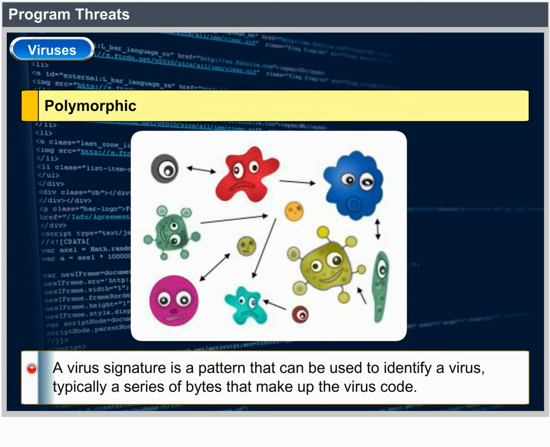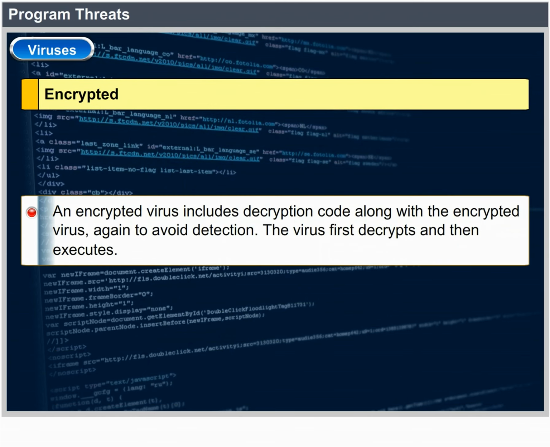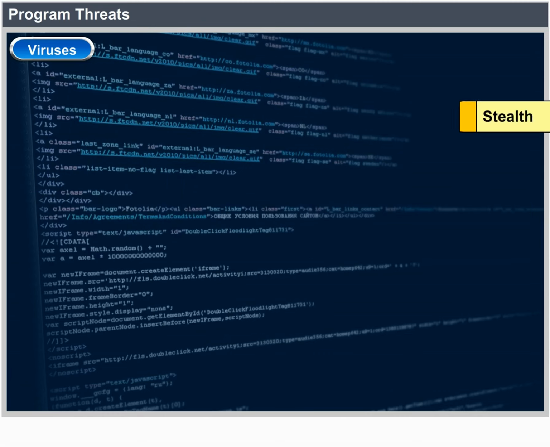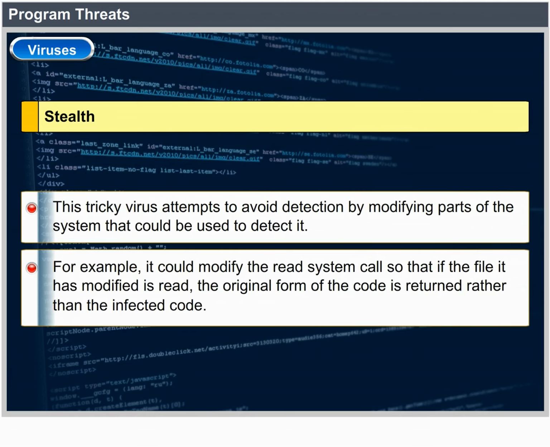Encrypted. An encrypted virus includes decryption code along with the encrypted virus, again to avoid detection. The virus first decrypts and then executes. Stealth. This tricky virus attempts to avoid detection by modifying parts of the system that could be used to detect it. For example, it could modify the read system call so that if the file it has modified is read, the original form of the code is returned rather than the infected code.